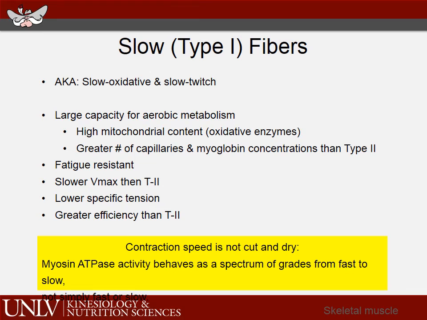Now it's important also to note that the contraction speed is not cut and dry, and this comes back into that continuum and that spectrum, right? And that's because this ATPase activity is also on the spectrum, and it grades from fast to slow, not simply fast or slow. So this is why you don't have just type 1 and type 2. That's why you have a range within type 1. That's why you have a range within type 2. So there are a couple of subcategories of type 1 fibers. We just won't get into that very much because that's for a more advanced, purely physiology course.